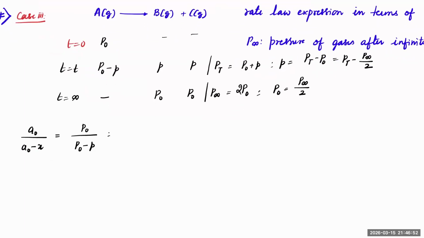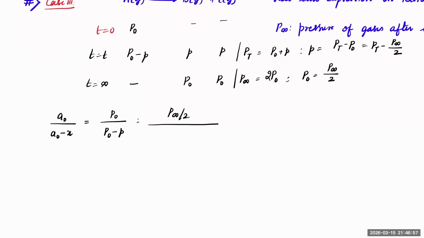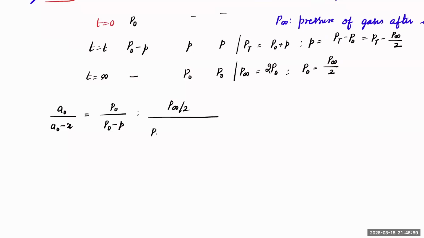So check it out. P naught is P infinity by 2, that divided by P naught, which can be written as P infinity by 2 minus P. P is how much? Pt, minus of minus will become plus. So P infinity by 2. That's it. So the 2 will get cancelled. We'll get P infinity plus 2 times of Pt. This is what you will have. Correct? The 2 will get cancelled. Clear?